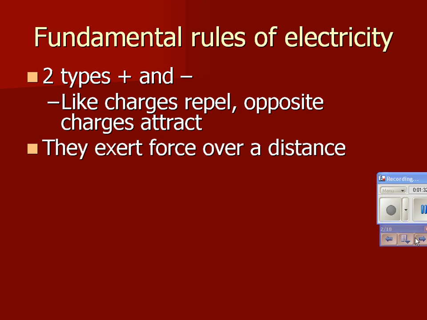Electrically charged objects exert forces through space. What we say, force over a distance. Gravity is the same way. Electricity appears to be the same way. Forces can be exerted without actual contact happening. You can be in proximity, and charged objects will either repel or attract one another. Electric charge is a conserved quantity. If something gains a certain amount of charge, something else must have lost an equal amount of charge.